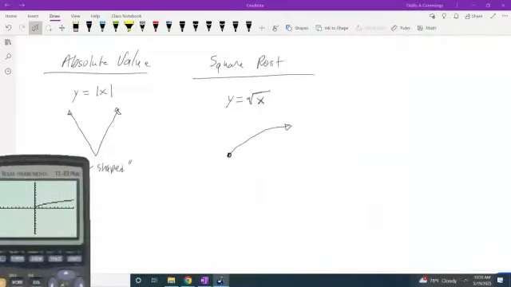The next is the cube root. The cube root functions are in the form y is equal to the cube root of x. Now, some of these things don't have special names, and some of them do. The square root didn't have a special name. The cube root doesn't really have a special name. But this is what the graph should look like. The graph should look something like this.